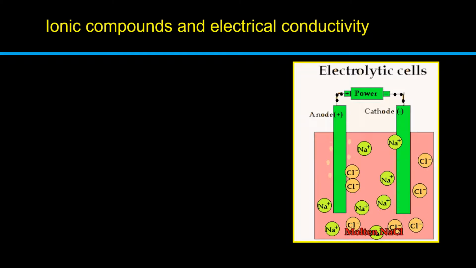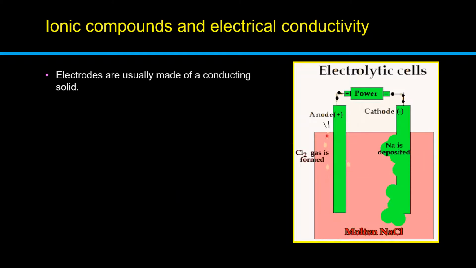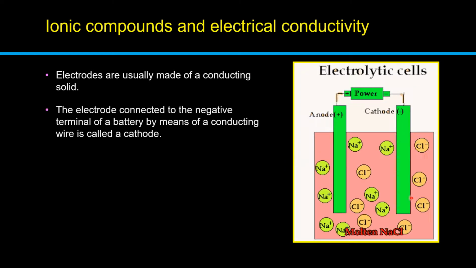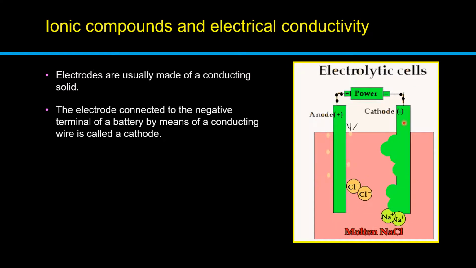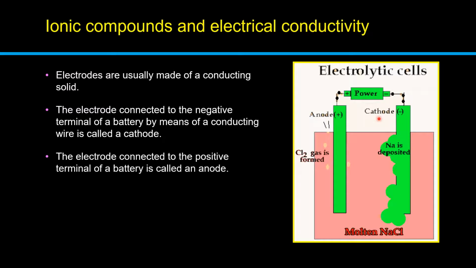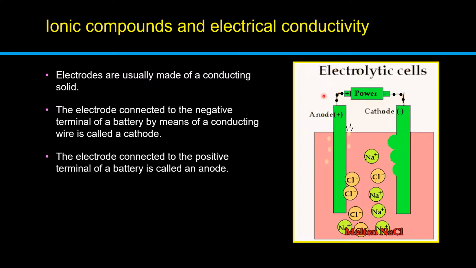If you see, these electrodes are usually made of a conducting solid substance. The electrode connected to the negative terminal of the battery by means of a wire is termed a cathode, and the electrode connected to the positive terminal of the battery is called an anode.